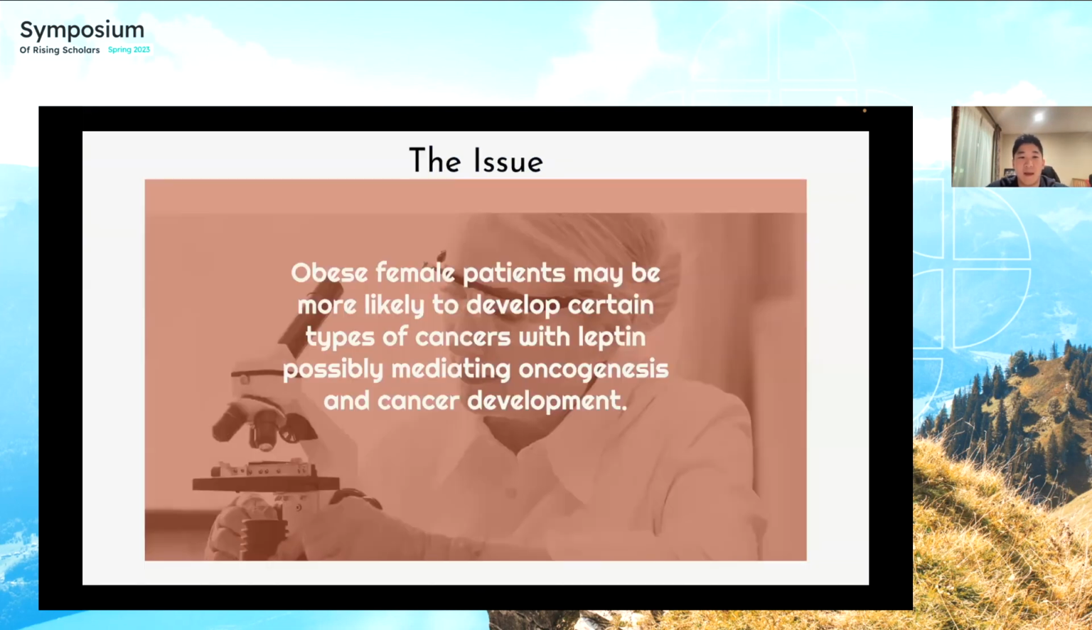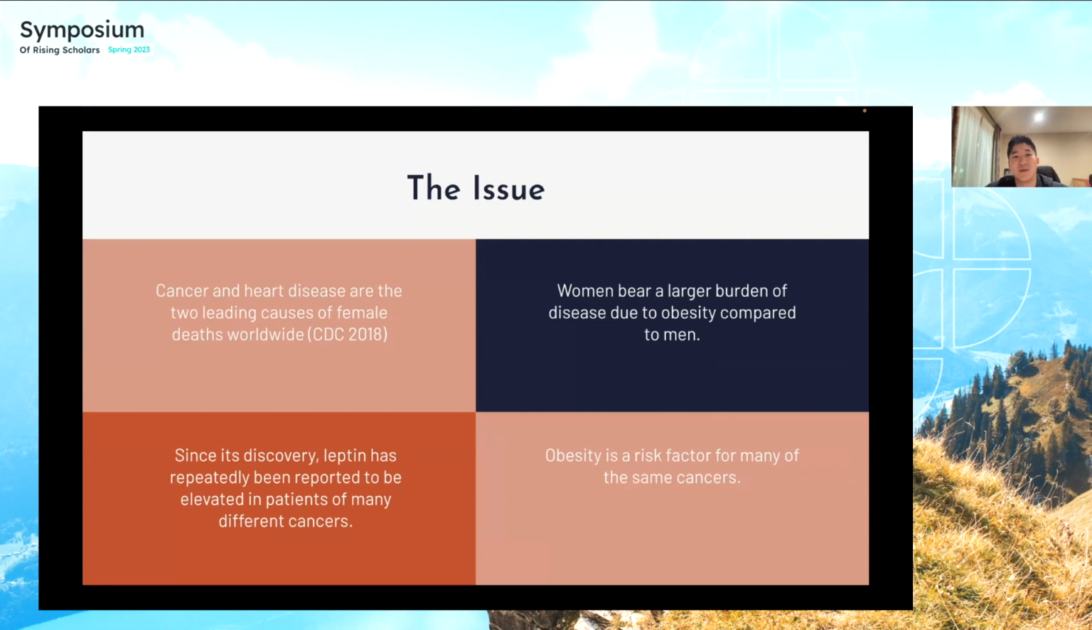And since its discovery, leptin has continually been reported to be elevated in cancer patients of many different cancers. A recent meta-analysis from 2017 found this to be the case in breast, colon, esophageal, lung, ovarian, stomach, and thyroid cancers. Other studies have shown this to be the case for less common cancers, but this relationship is more established in these. There's also been a plethora of studies coming out in the past 5 to 10 years demonstrating this relationship as well.